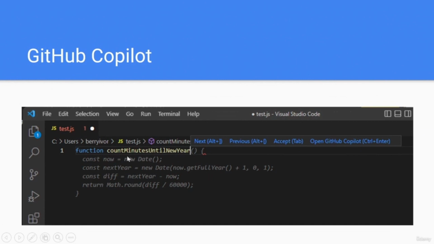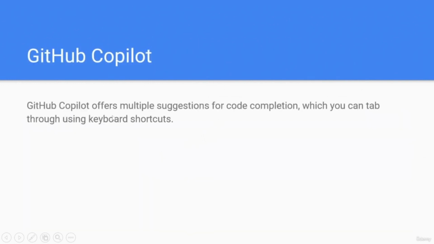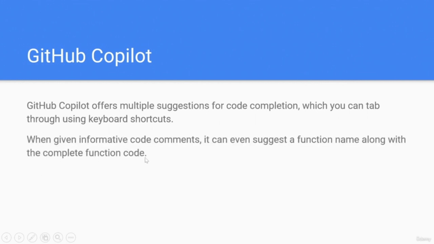You can see that this is a function, and it has some values inside it. The constant value, and it will return whatever, okay? This is just an example. Now GitHub Copilot offers multiple suggestions for code completion, which you can tab through using a keyboard shortcut. When given informative code comments, it can even suggest a function name along with the completion function code.